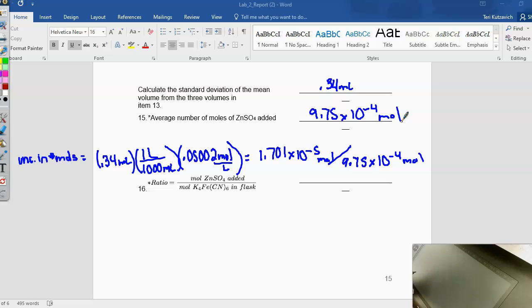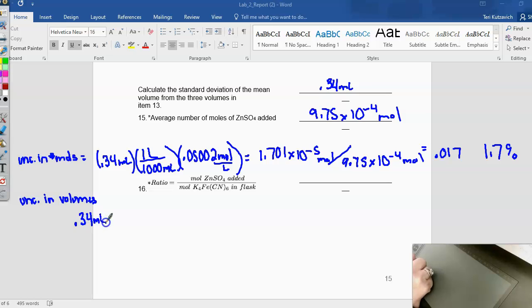And you get 0.017, which is 1.7%. If we wanted to see the uncertainty in our volumes, what does that 1.7% mean? Well, let's compare it to our volume.